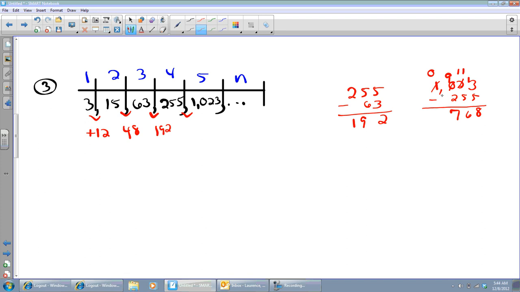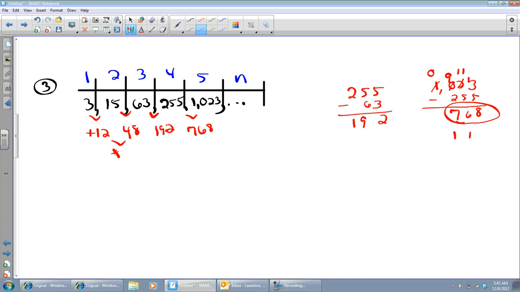And I'm just going to double check myself. 8 and 5 is 13. I put a 3 and I carry the 1. 6 and 5 is 11, plus the 1 I carried is 12. There's another one. 7 and 2 is 9, plus the 1 is a 10 and carry the 1. Yeah, there we go. 768. Now, how do you turn 12 into 48?